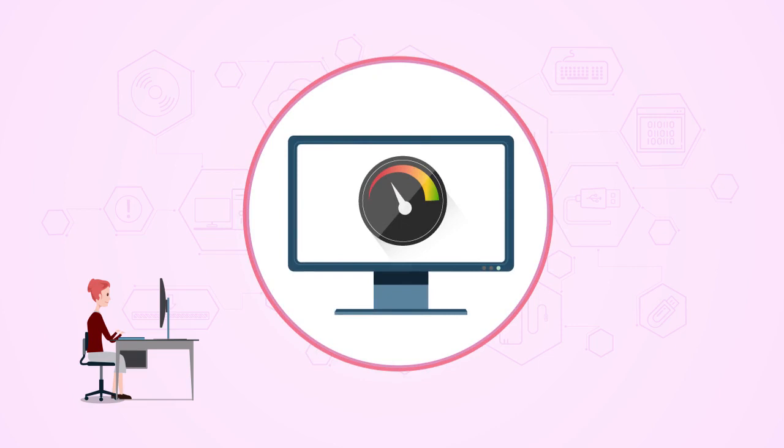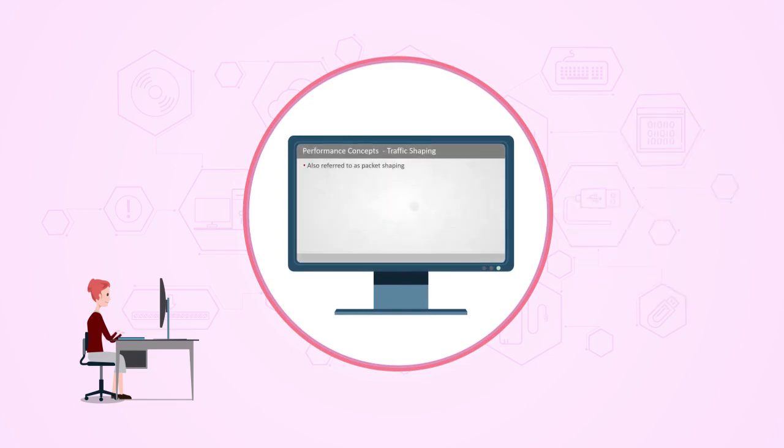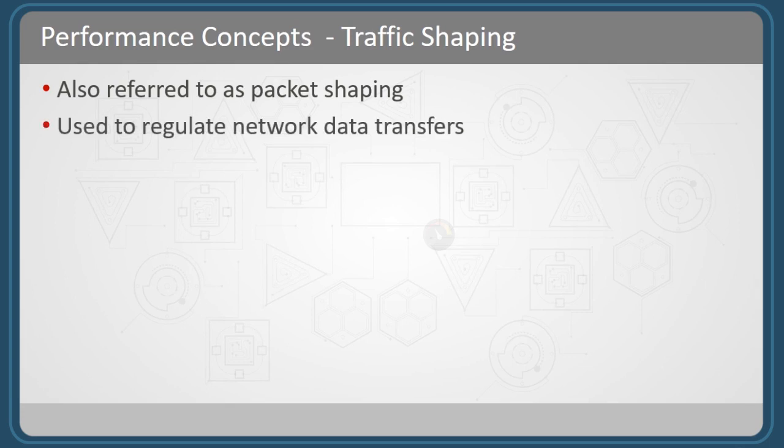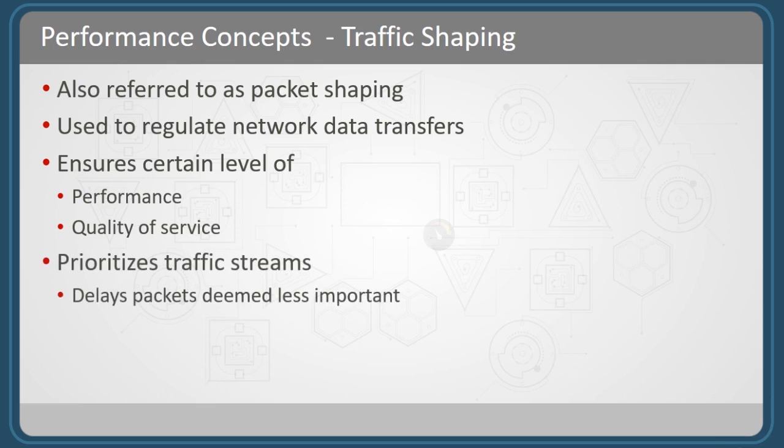In this presentation, we'll take a look at some performance concepts of managing network traffic. And the first approach is what's known as traffic shaping, also sometimes referred to as packet shaping. But the idea behind this is to regulate network data transfers to ensure a certain level of performance and/or quality of service. Now, it does so by prioritizing various traffic streams, meaning that certain packets can actually be delayed because they're deemed to be less important.